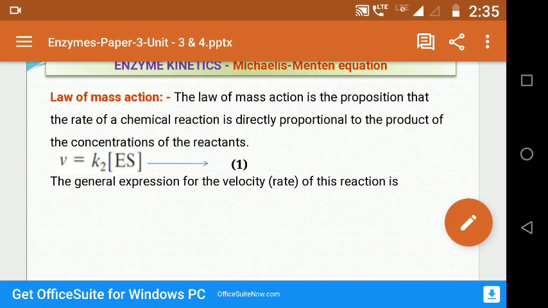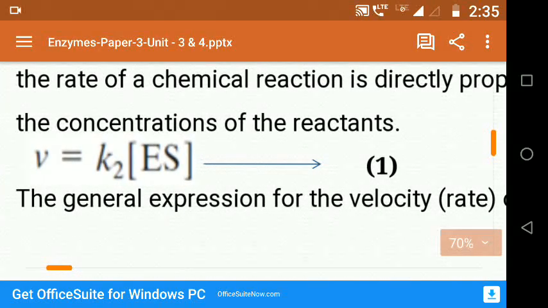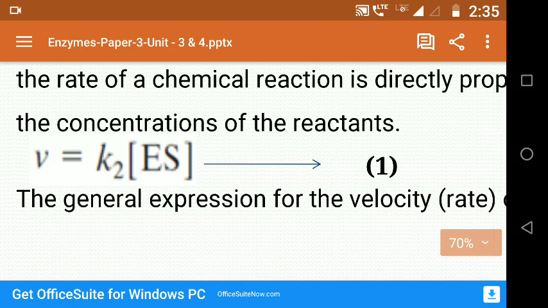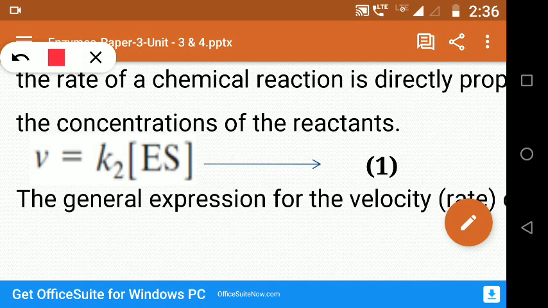Okay. Next important point to consider is the law of mass action. Like in chemical kinetics, the rate of the chemical reaction is directly proportional to the product of concentration of the reactants. Carefully observe that the rate of the reaction is proportional to the product of concentration of the reactants. So this is the reactant.